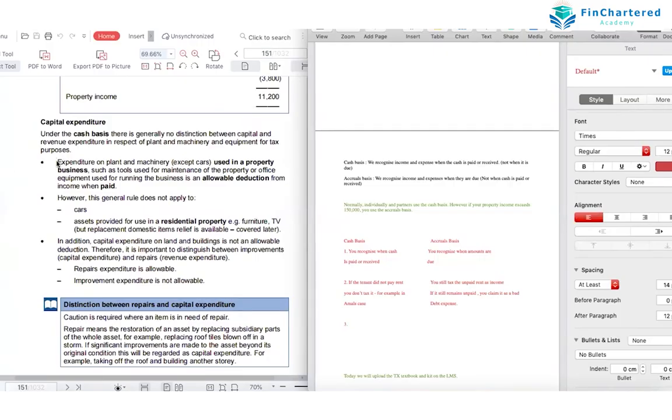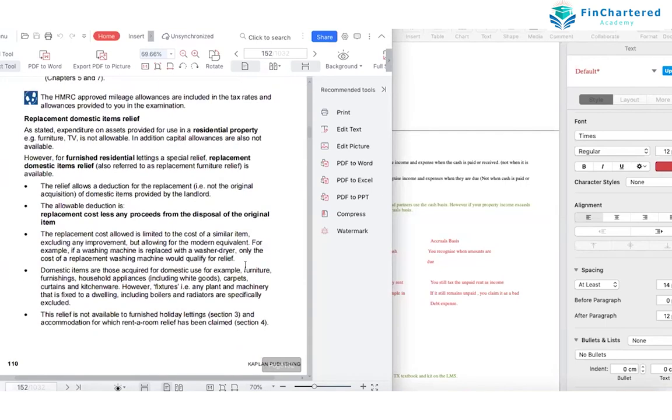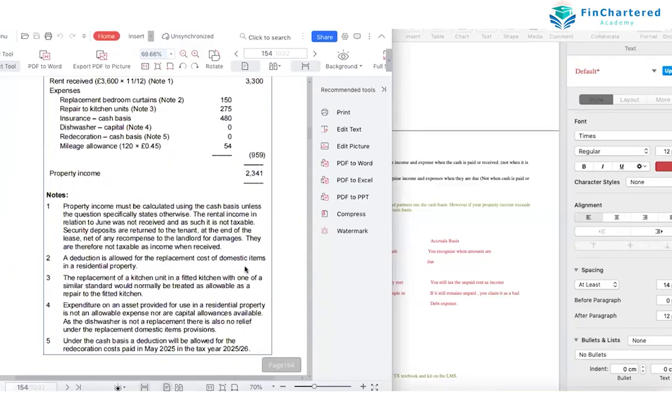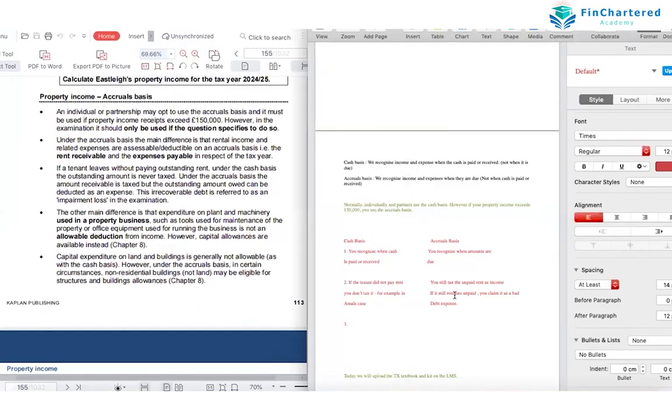Expenditure on cash basis: expenditure on property used in a property, such as tools used for maintenance of the property, is an allowable deduction from the income when paid. That is with respect to cash basis. It is an allowable deduction, right? So in case of cash basis, it's an allowable deduction.